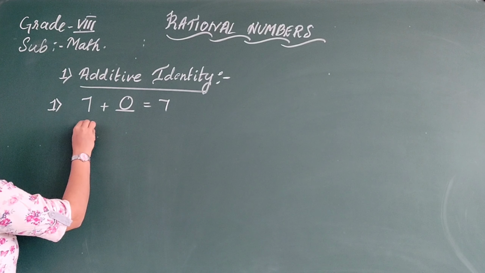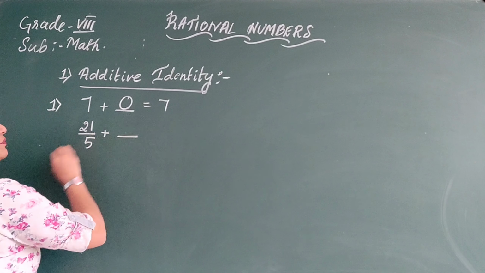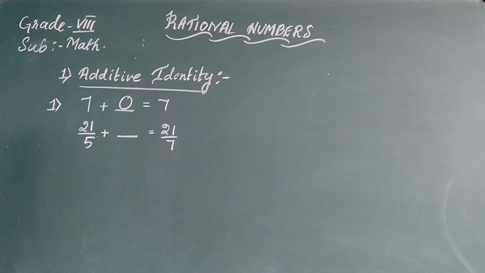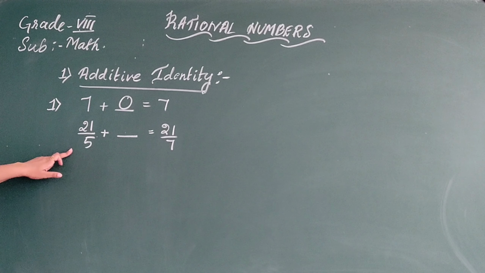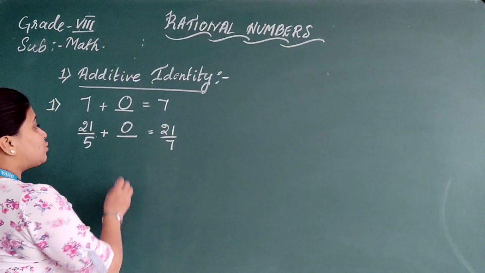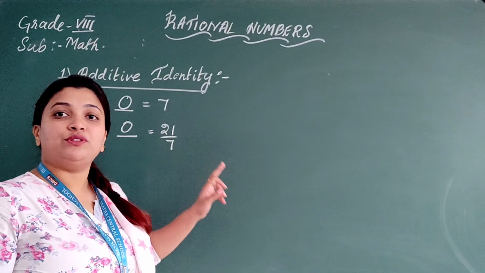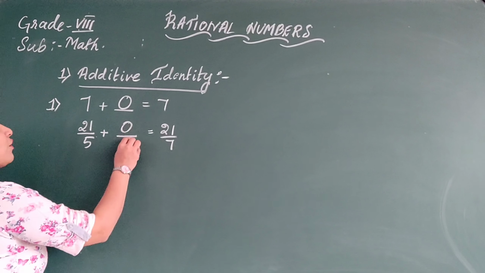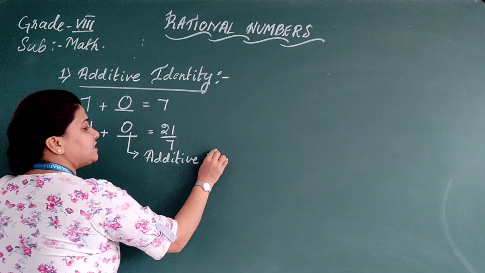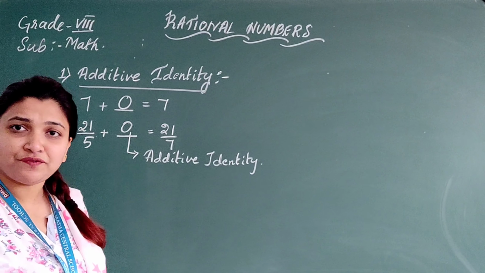Similarly, 21 by 5 plus something should give me 21 by 5 itself for my rational numbers. So what is that? 21 by 5 plus 0 is equal to 21 by 5. So whatever I add to 0, I will get the number itself. So therefore, this 0 is called the additive identity. Okay? 0 is called the additive identity.